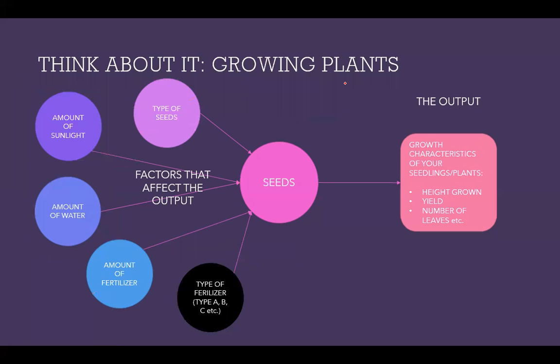Okay. So next, let's talk about kanang growing plants. This is another example nga pwede tanawon. Let's say in growing plants, what are the factors nga maka-affect sa output? So of course, ang mag-grow kag plants, the output will always be the characteristics sa imuhang plants nga gi-grow. So you have the height, you have the yield, and the number of leaves, etc.